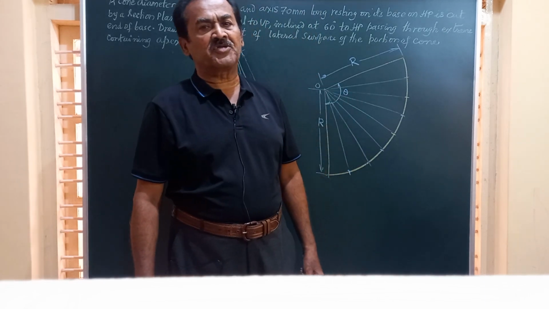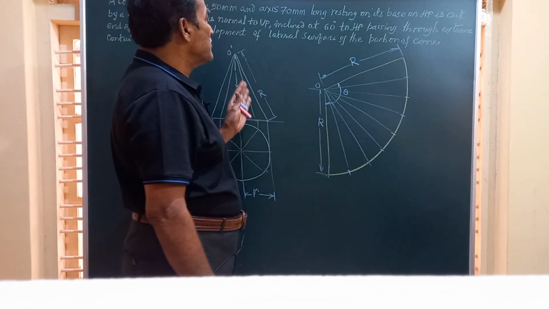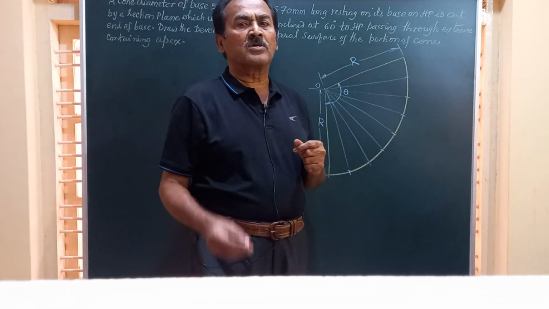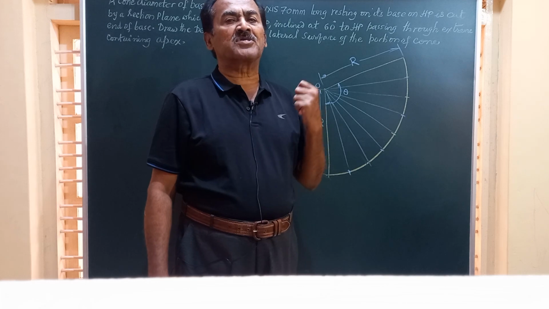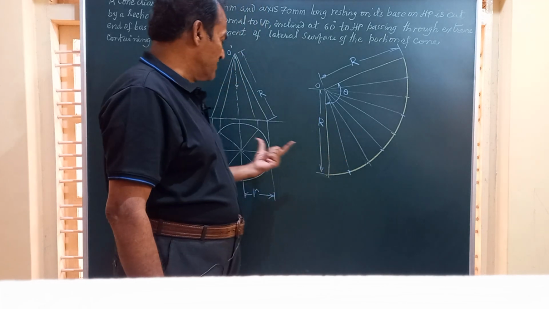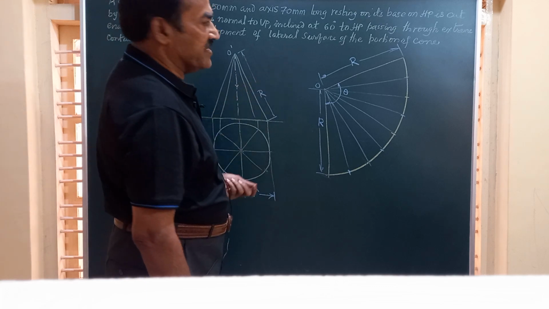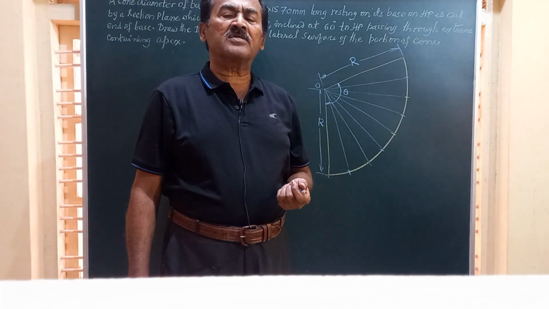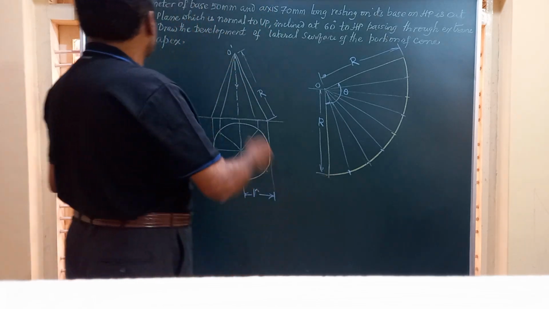Myself, Dr. M.H. Annaya. Friends, in today's video, we are going to draw the development of a right circular cone whose dimensions are given as 50 millimeter diameter of base and height equal to 70 millimeter. And let's see what is the question we have for today's video. The question reads like this.